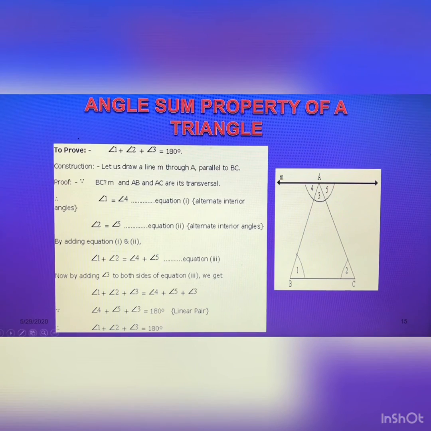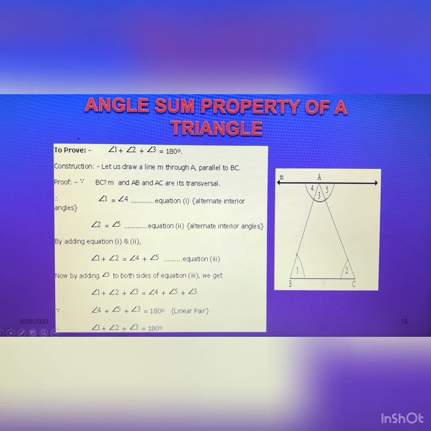Now the construction. Let's draw a line M through A parallel to BC. After that, BC is parallel to M, and AB and AC are transversal lines because these two lines are parallel, so this line intersects these two lines. So this is a transversal and this is also a transversal line. AB and AC are transversal lines because they intersect two parallel lines at different points.